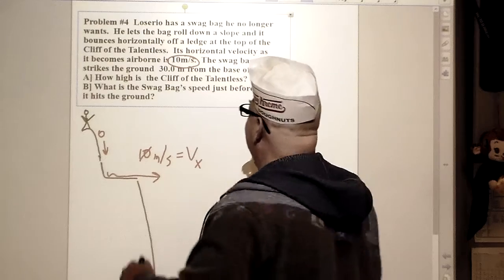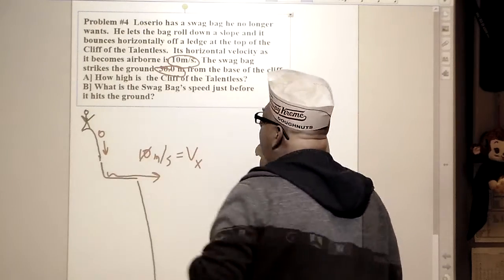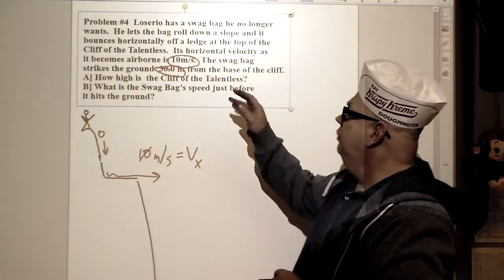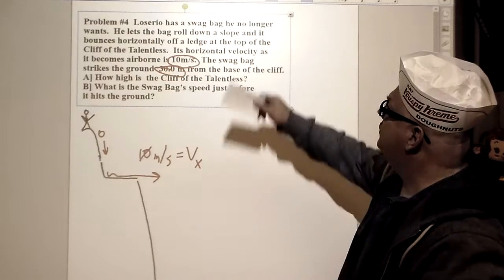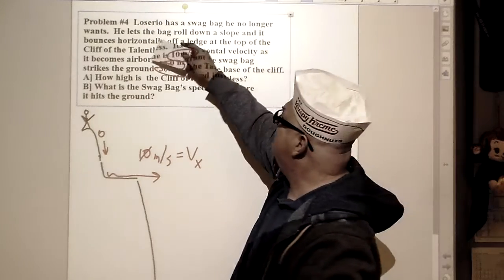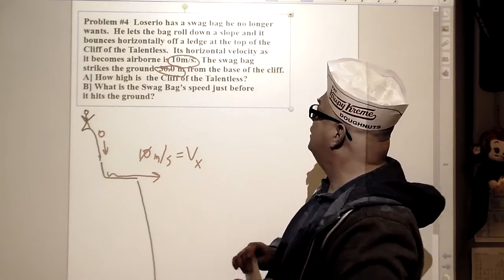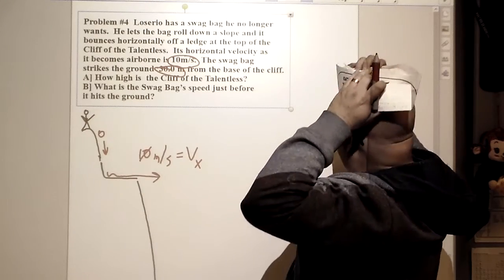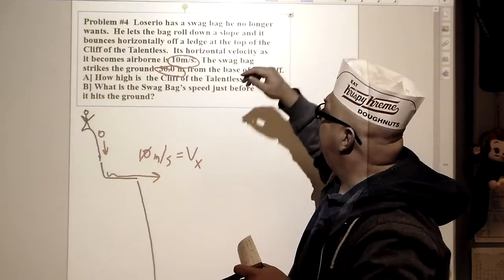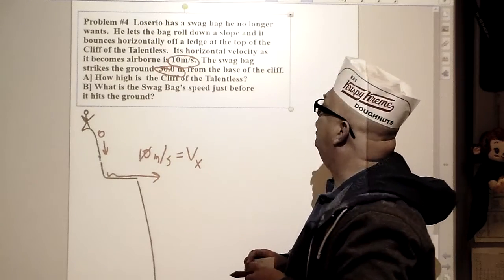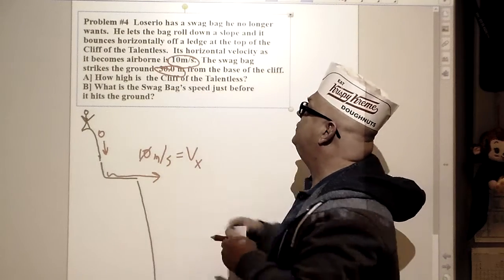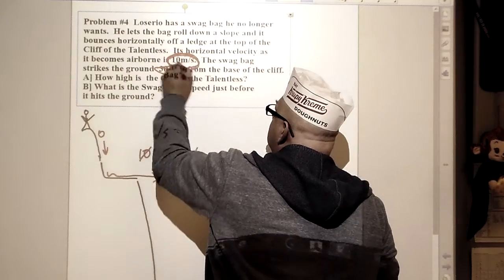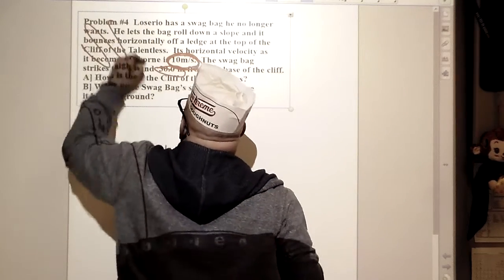All right, I went ahead and I circled a couple of things here. Looking at that previous problem, Luzerio has a swag bag he no longer wants. He lets the bag roll down a slope and it bounces horizontally off a ledge, and at the top of the cliff of the talentless, its horizontal velocity as it becomes airborne is 10 meters per second. That's important.